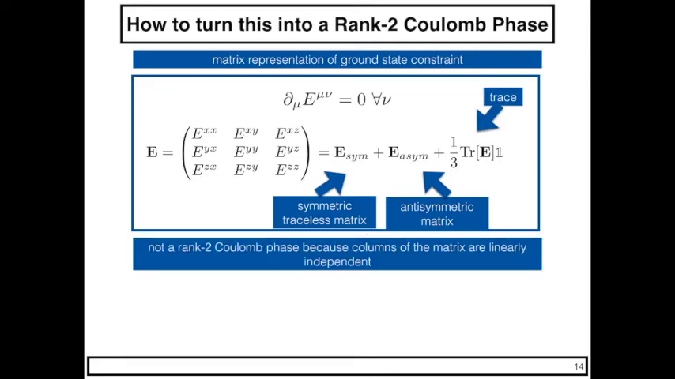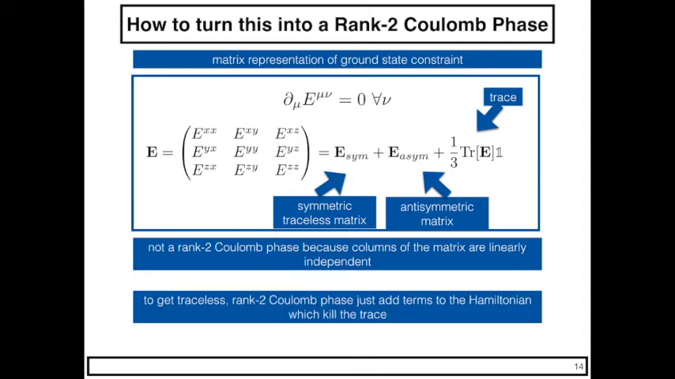As it is at the moment, this does not describe a rank-2 Coulomb phase because the matrix is asymmetric and the columns are linearly independent of each other. But if we can get rid of the antisymmetric and trace contributions to the E matrix, then we will have a traceless rank-2 Coulomb phase. But we have to do that without changing the form of the Gauss's law constraint. So, how can we do that?